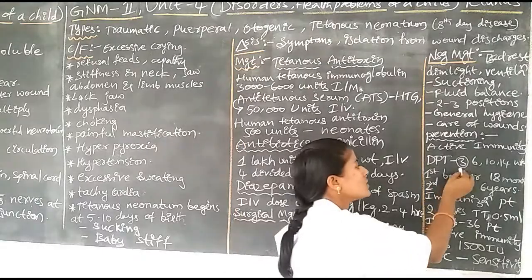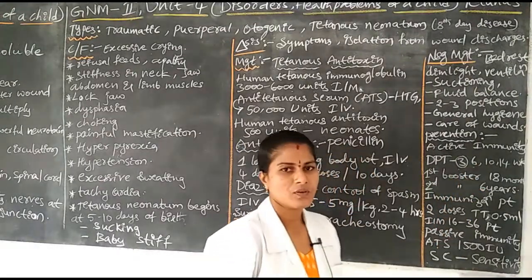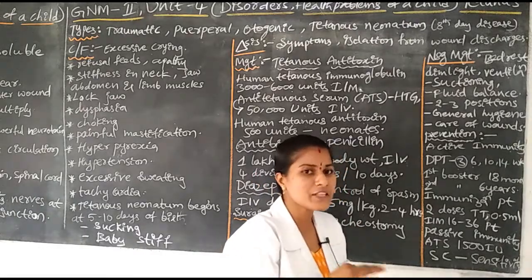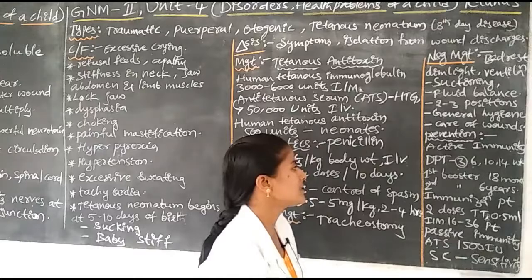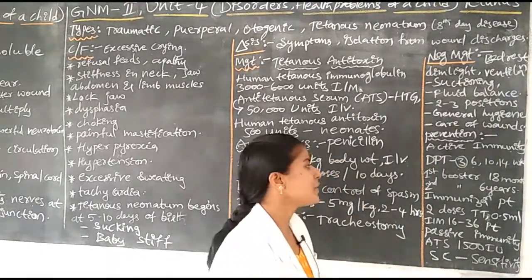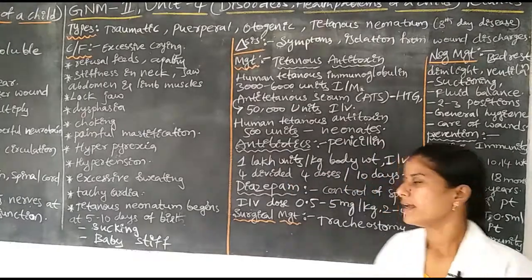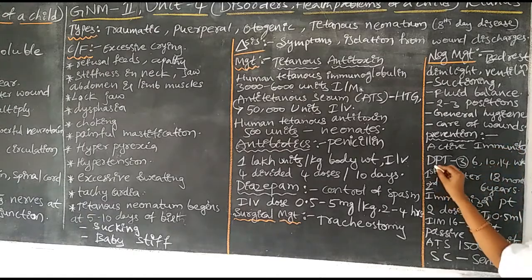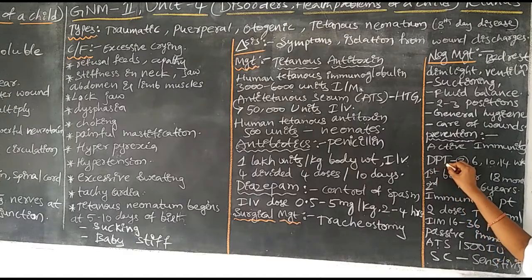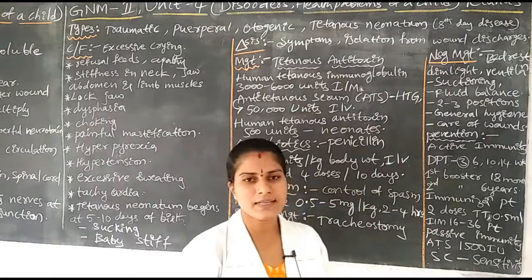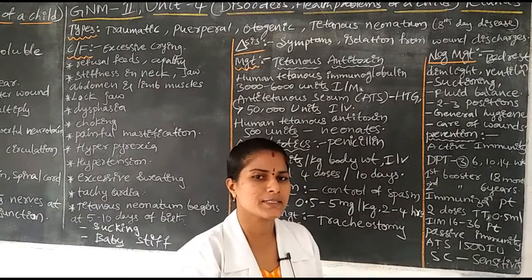The first dose is at the age of 6th week. After birth of the newborn baby, at the age of 6th week of life, we have to administer the DPT vaccine first dose. The second dose is at the age of 10th week of life. At the 10th week of life we have to administer the second dose of DPT, diphtheria, pertussis, tetanus, for prevention against the 3 diseases: diphtheria, pertussis, tetanus.